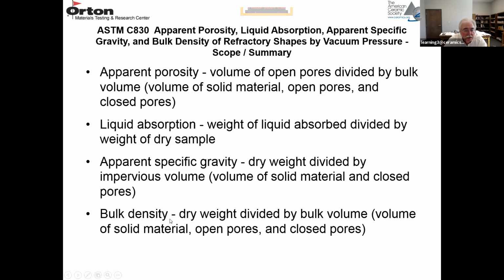And you can measure bulk density, which is the weight divided by the bulk volume. And again, the bulk volume is the volume of the solid material plus the volume of the open pores plus the volume of the closed pores.